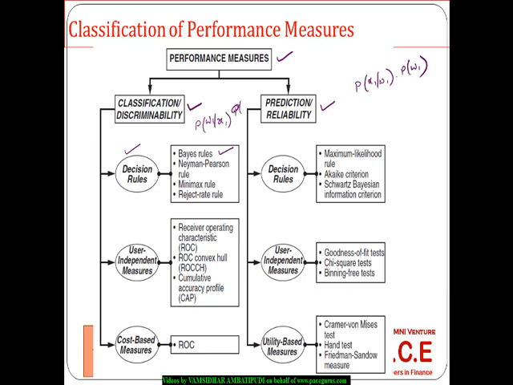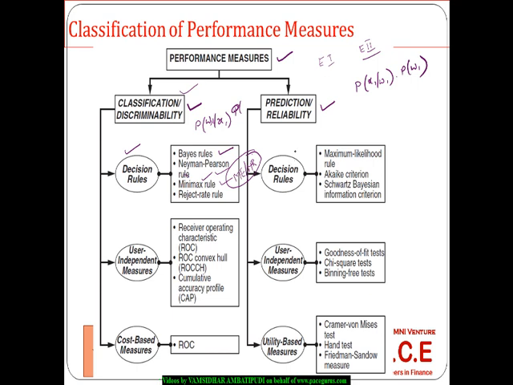Or I can take the help of the Neyman-Pearson rule, which is more and more associated with minimizing the type 1 error while keeping the type 2 error constant. That is what is being taken care of by the Neyman-Pearson rule. Or I can look at the minimax kind of rule, the maximum error or the maximum risk that is possible through any of the outcomes. I want to minimize the maximum risk that is possible. That is the minimax rule. So I can use any of these decision rules if my objective is classification.